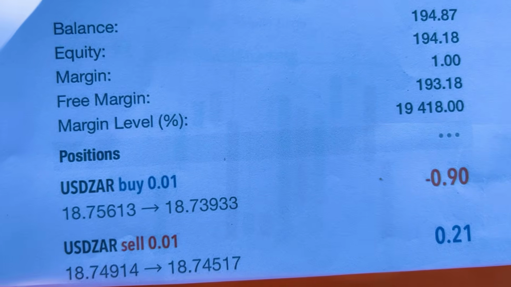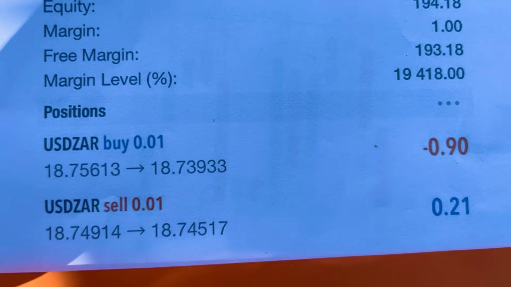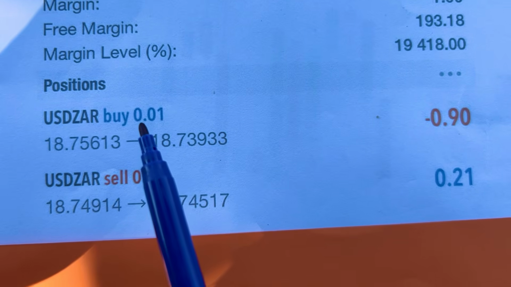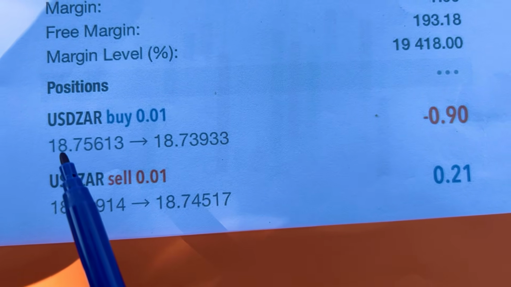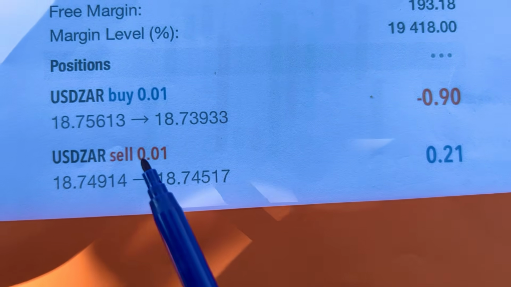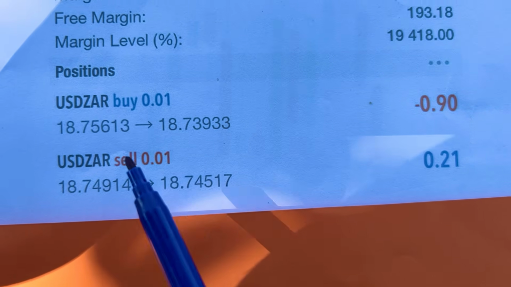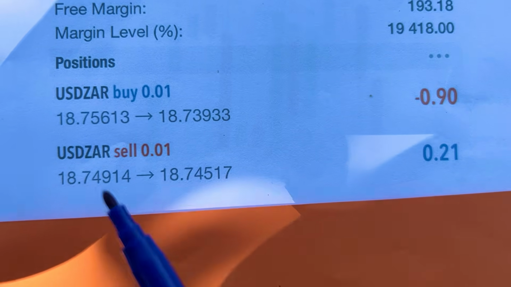Whatever asset that you're going to be trading, right? Right now, we are trading USD ZAR. We have a buy here. You can see we have a buy of 0.01 at this price of 18.75621.3. And we have a sell of 18.74914. Right? Don't mind that we made buy and sell so that you don't confuse yourself.